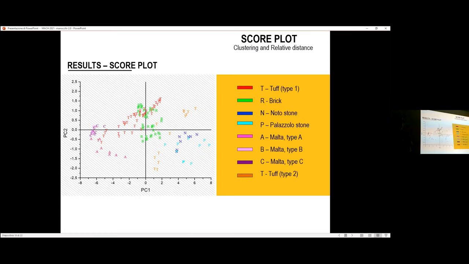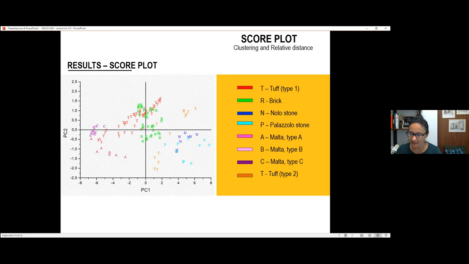And thank you. And then let's say that this clustering reflects exactly the differences in terms of chemical composition and in terms of porous structures, in terms of chemical structures also. So this is a kind of going into the details of the peculiar characteristics and of the factors that mostly influence your experiment, let's say.